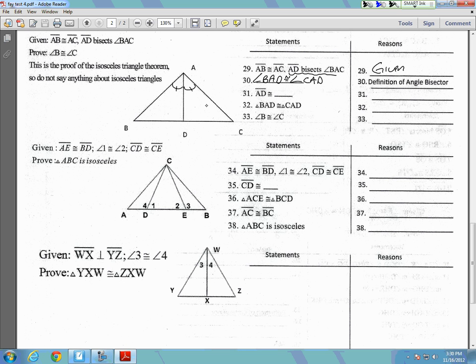From there, filling in the things we do know, we know that and that. From there, it'd be nice if we knew this middle segment congruent to itself, and that's what they're leading us here to say: AD is congruent to AD. That's the reflexive property.